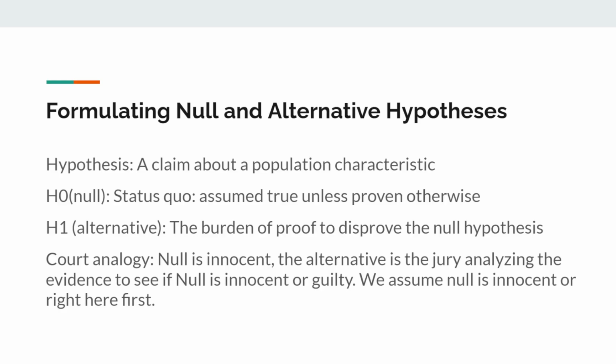A hypothesis is a claim about a population characteristic. And a null hypothesis is a status quo. That just means we assume it's true unless proven otherwise. The alternative hypothesis is the burden of proof to disprove the null hypothesis.